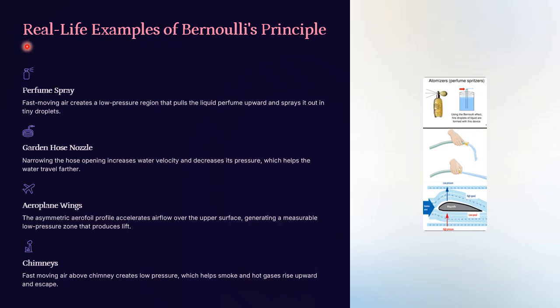Moving forward, we will look at some real life examples of Bernoulli's principle. It is not only limited to the aircraft, which we'll be mainly talking about today, but we actually observe it in many day-to-day situations. For example, in a perfume spray, in a garden hose nozzle, or in chimneys or ventilators present in your house or in industries. These are all places where Bernoulli's principle is actually helping perform the desired action.